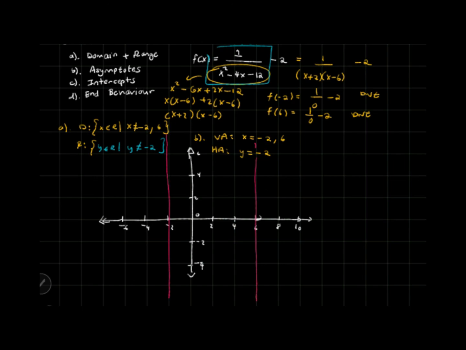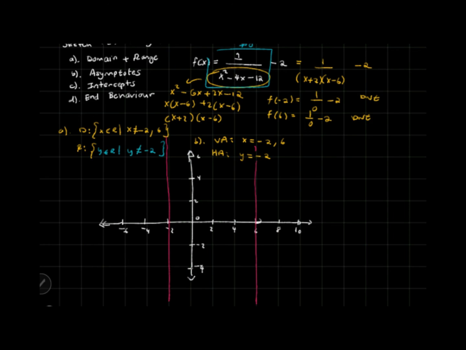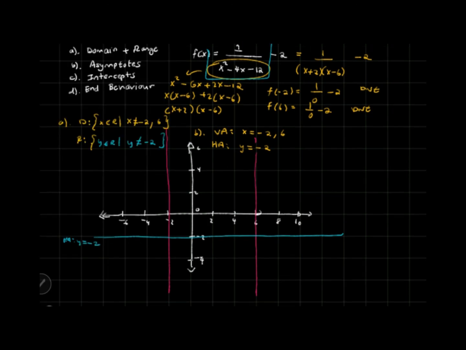And we also have a horizontal asymptote at y is equal to -2. Let's do the horizontal asymptote in blue. So this is the horizontal asymptote in blue, y is equal to -2. The vertical asymptote is basically x is equal to -2, and vertical asymptote x is equal to 6.